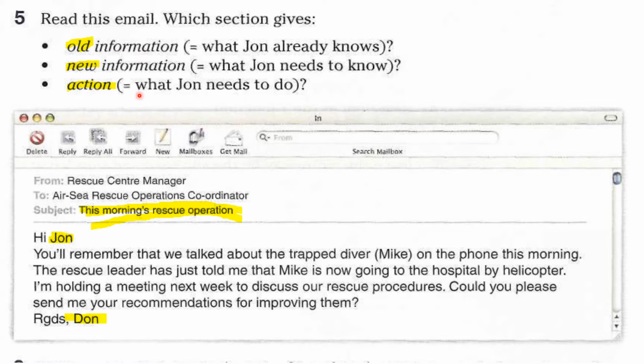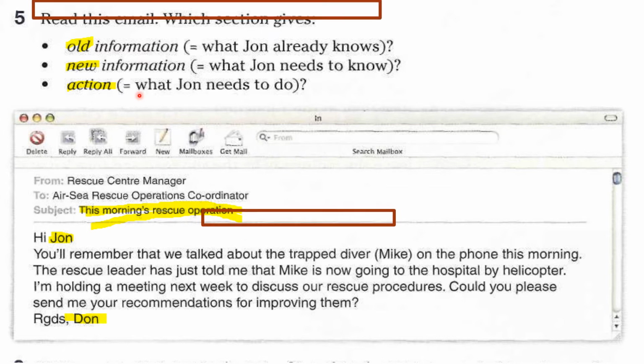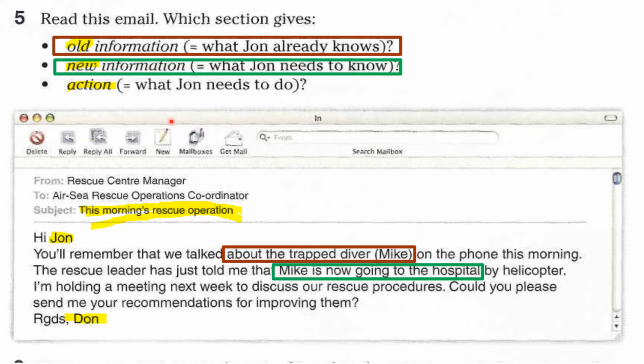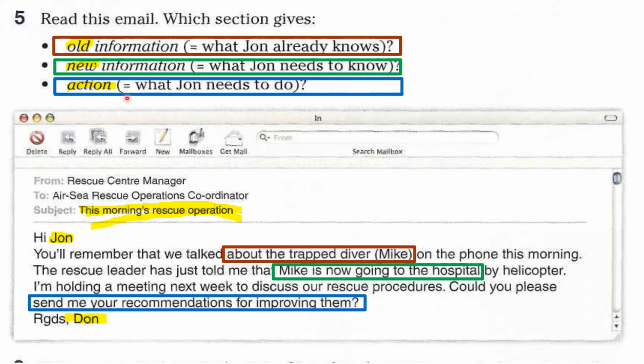Now, the old information is that they talked about the trapped diver Mike. The new information is that Mike is going to the hospital. This is new information for John. Now, what is the action that he needs to take or to do? Yes, it is to send recommendations for improving the procedures. Thank you.